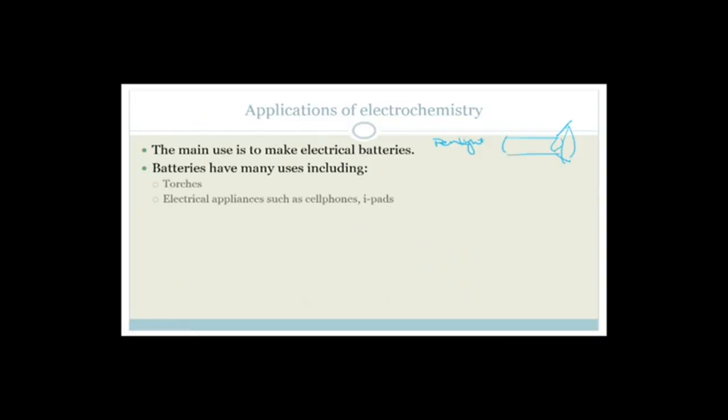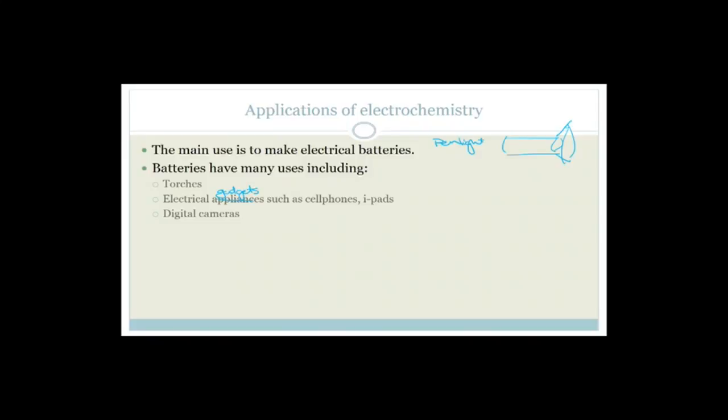Batteries are also used for electrical appliances such as cell phones and iPads. Appliances is probably the wrong word; gadgets or tools would be better. The battery that goes into a cell phone is totally different from a battery that goes into a torch. 90% of the time, the batteries that go into a torch are round or cylindrical in shape, and 90% of the time they are non-rechargeable. Whereas if our cell phones go flat, we plug them into the wall and recharge them, same as with iPads. So there are two totally different types of batteries being used for torches and cell phones.